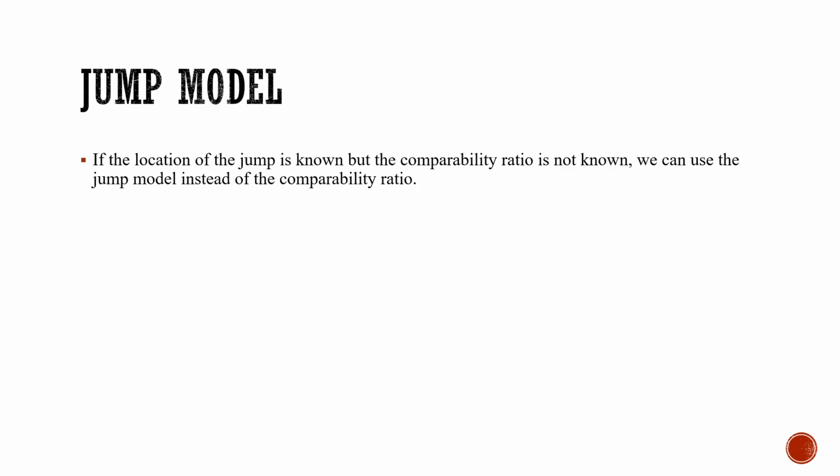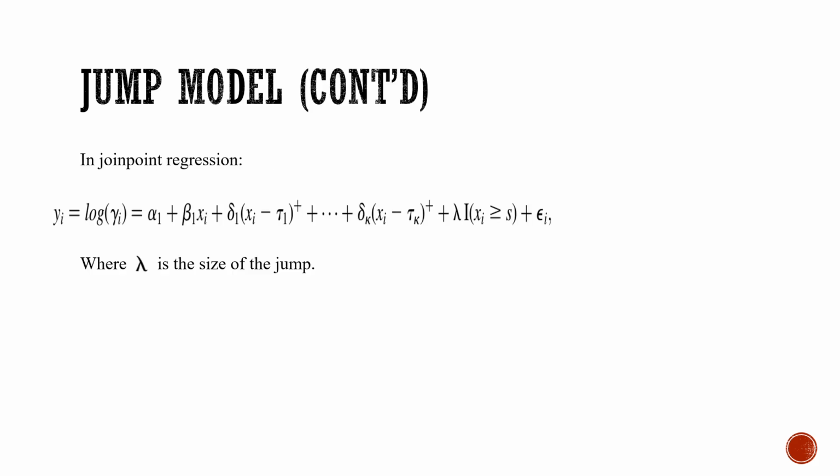If the location of the jump is known but the comparability ratio is unknown, we can use the jump model function instead of the comparability ratio. In joint-point regression, we can denote the jump in the formula where lambda is the size of the jump.